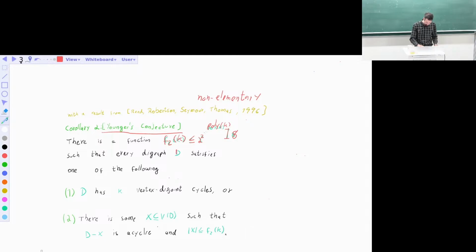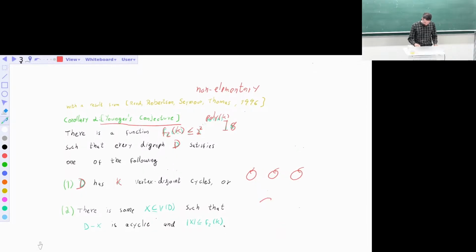So every digraph D satisfies one of the two following properties. Either we get k disjoint cycles, so many disjoint cycles, or we have in the digraph D some set X of vertices such that when we delete the set X, the rest becomes acyclic. So every cycle I have is hit by X. And of course, what we want now is that the set X is small, and the size is going to be the function that we get. So we either find many disjoint cycles, or we can hit all cycles using a somewhat small set.